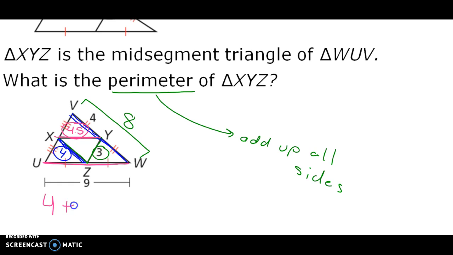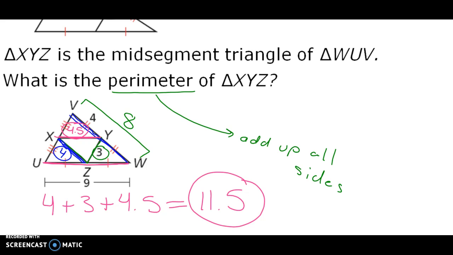So 4 plus 3 plus 4.5 equals 11.5. That's the perimeter of the small triangle. We could also pretty easily find the perimeter of the big triangle, the original triangle, because obviously we know this is 8, we know this is 9.